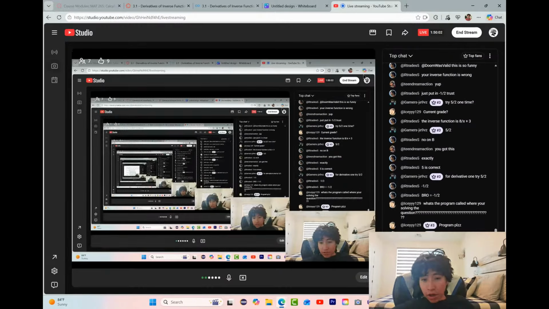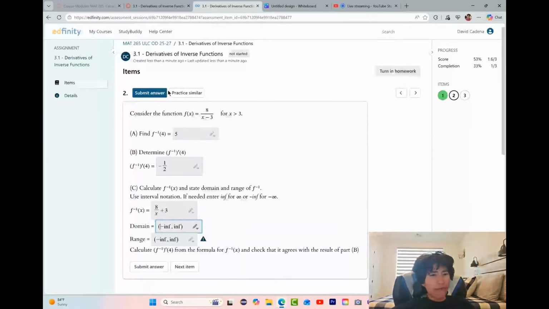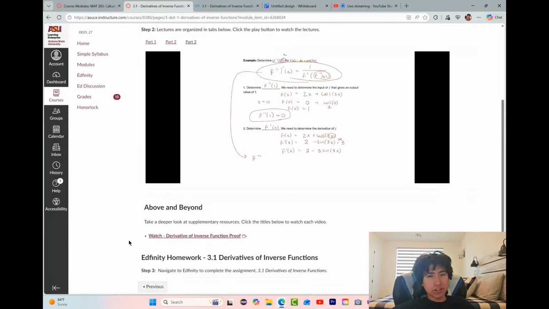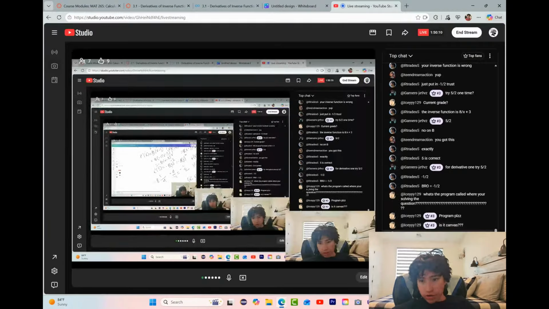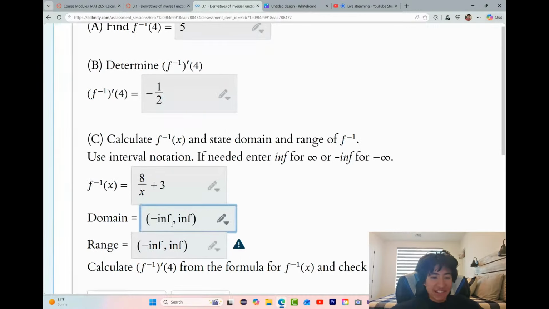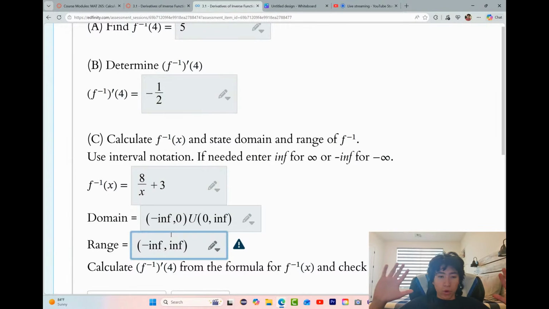Is it canvas? Yes. Well, this is Edfinity, but yes, this is a canvas. That's right. There's a plus x equals 0. Yeah, it's correct. Why is it saying it's incorrect? I knew it. 0 all the way to infinity. Oh, okay. What about the range? Let's do the range.